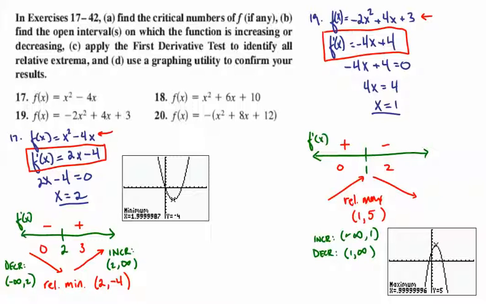And so hopefully that process is clear. Not too difficult. We did a lot of things there. We found where the function is increasing, decreasing. We found critical numbers. We found relative min and max. And we verified all that with the graphing calculator. So we'll stop this video at this point.